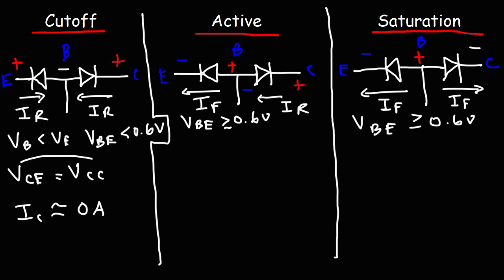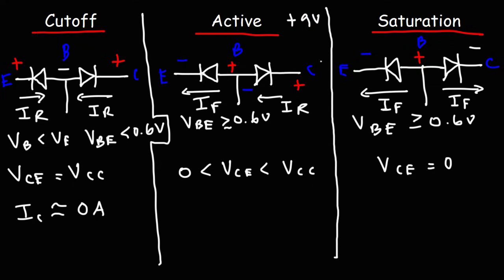Now for the cutoff region, we said that VCE is equal to the collector supply voltage VCC. In the active region, VCE is going to be between 0 and VCC, the collector supply voltage. Under saturation conditions, VCE is 0. So let's say if the collector supply voltage is 9 volts, VCE is going to be between 9 volts and 0 volts. If it equals 9 volts, it's in the cutoff region. If it equals 0, it's in the saturation region.